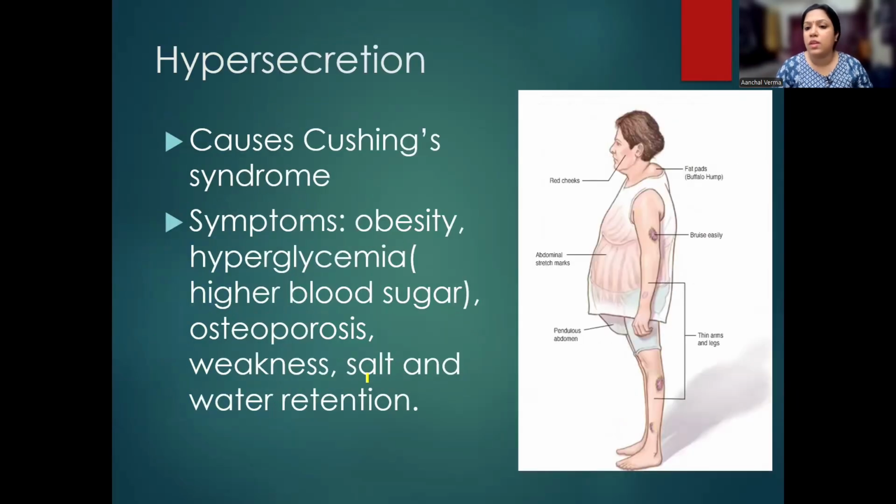If you have more, then remember this fellow, Cushing syndrome. Cushing is hypersecretion of corticotropic hormones. That leads to obesity. In the earlier case the person is weak and thin; here the person will be obese, that is fat. Hyperglycemia, the sugar level will be high. Then osteoporosis, the bones will be weak. Then salt retention, and salt and water retention leads to what? That is edema, that is water accumulation.